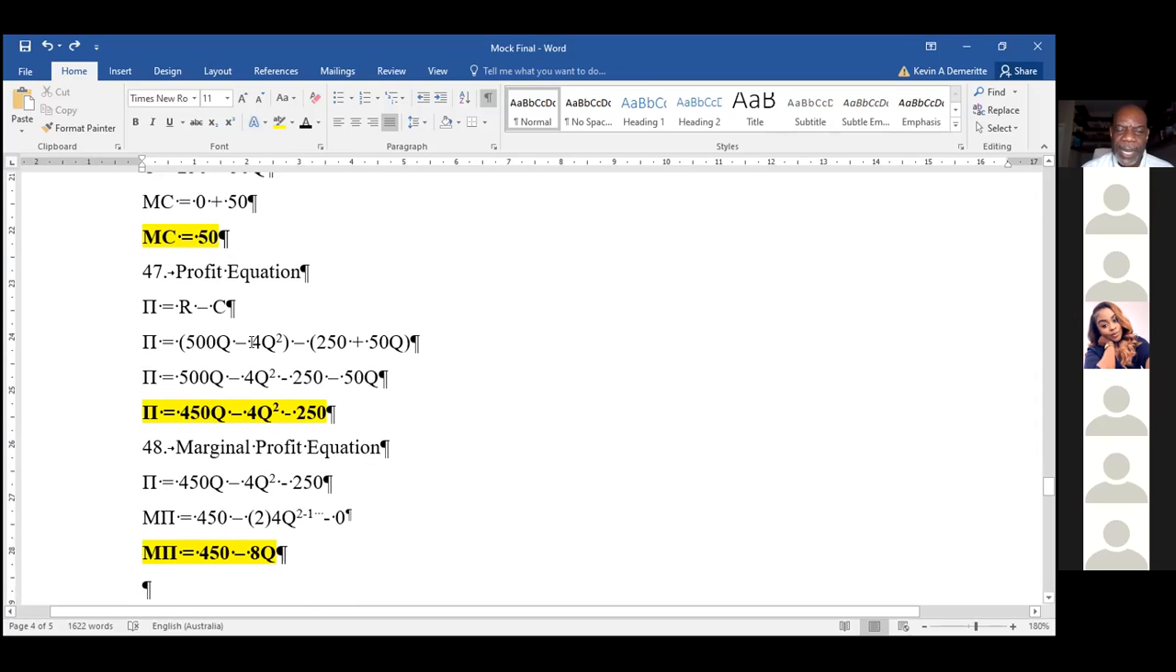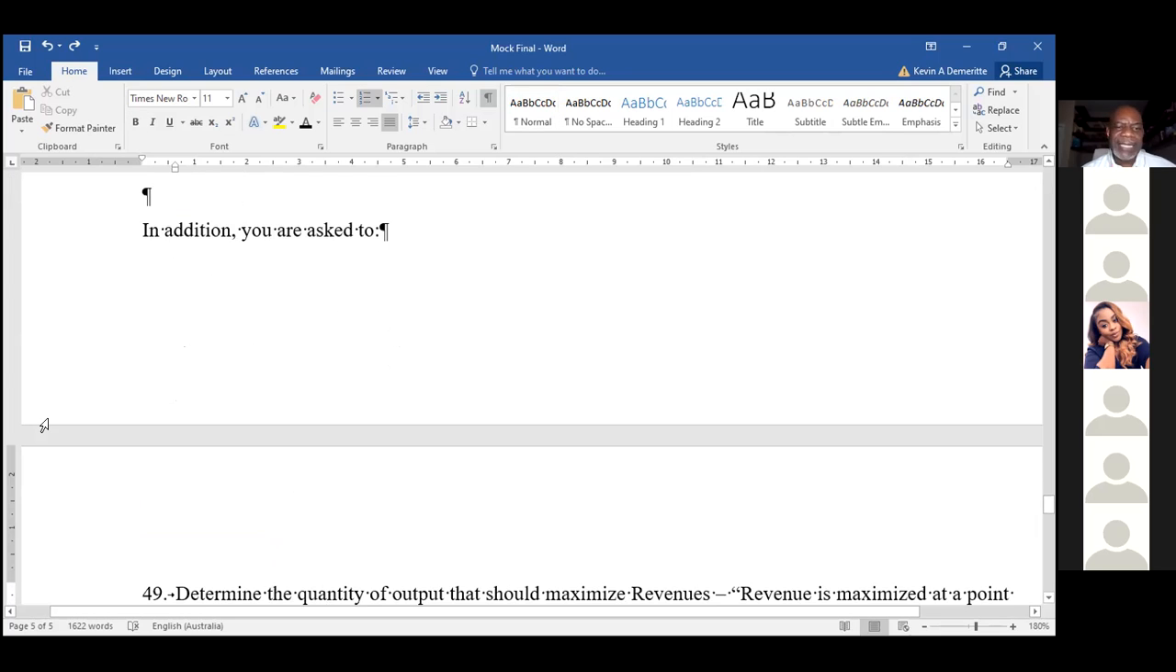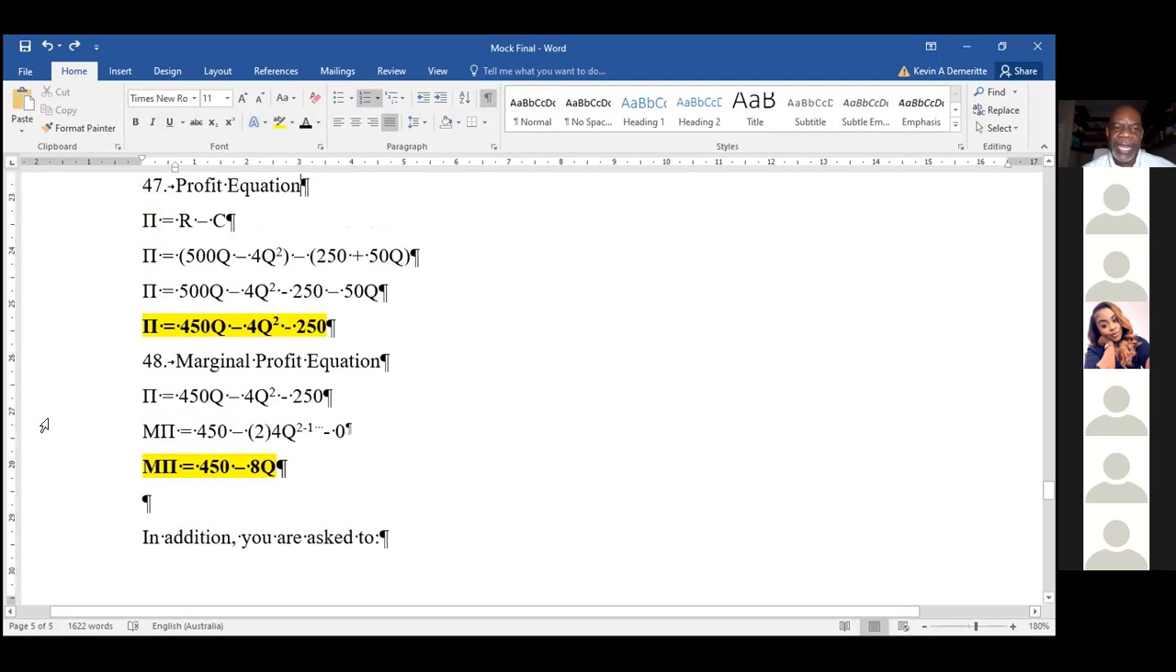I only have one set of Q squareds, so I keep my negative 4Q squared. And I only have one number sitting out here by itself, so I bring down my negative 250. That gives me my profit equation: 450Q minus 4Q squared minus 250. Now they ask us to find marginal profit. So we have to go back to our rules again, because whenever we try to find the marginal anything, we need to use our rules.